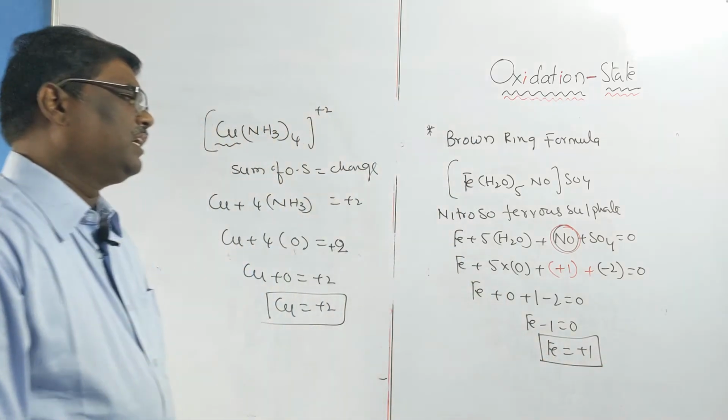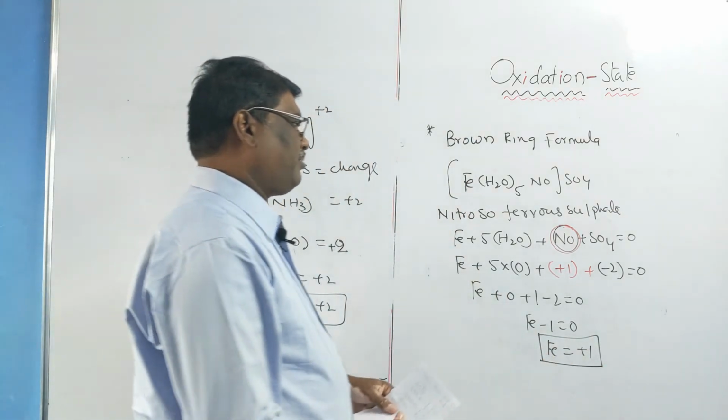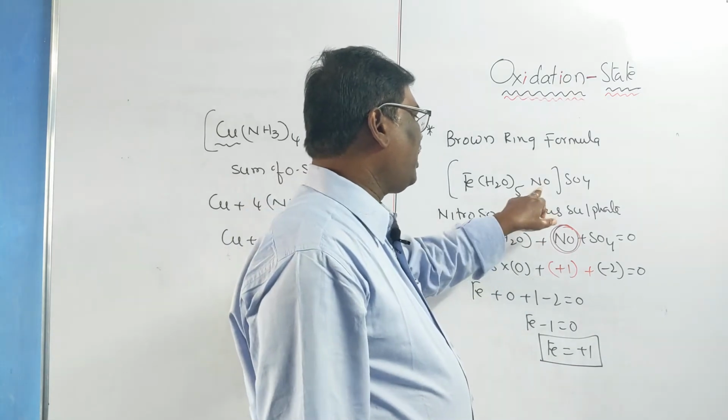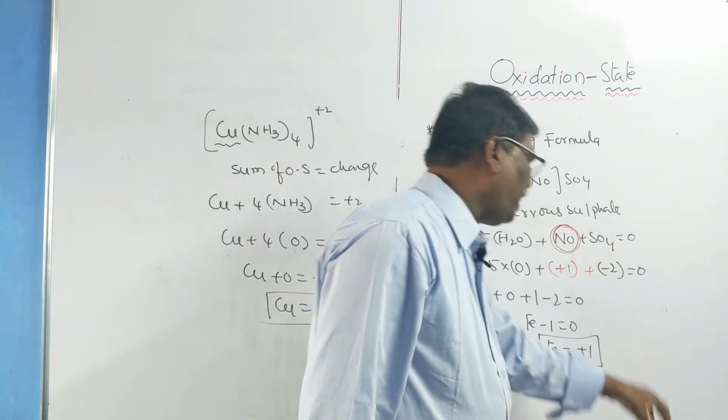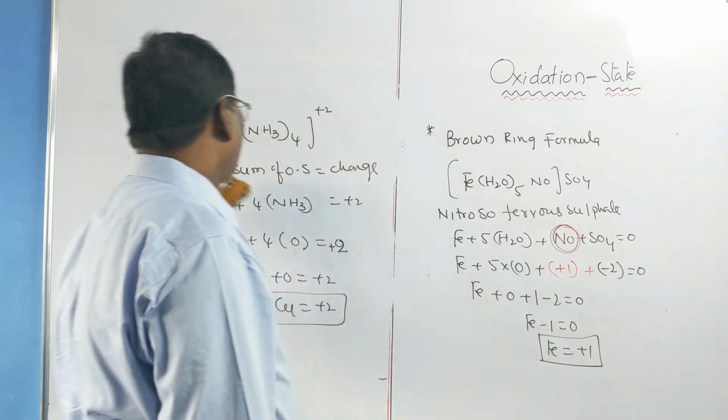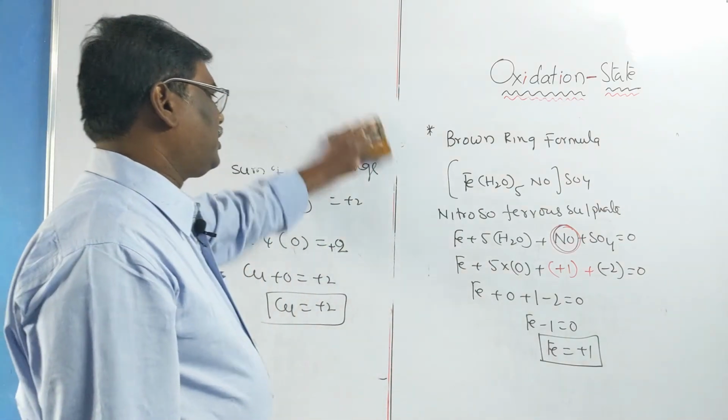Very important one. Frequently asked in the examination. Here you have to remember NO is the nitrosonium ion. It is a positive ligand with 1 unit positive charge.